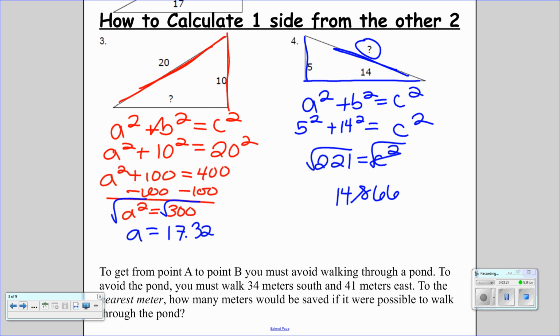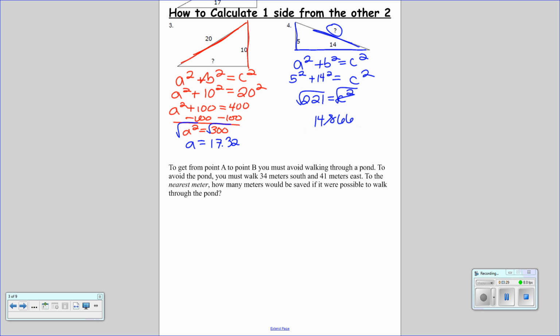Okay, now sometimes you won't be just given a picture, sometimes you're going to have to draw it. So here's an example. To get from point A to point B, you must walk through a pond. Okay, so we have a nice pretty pond. To avoid the pond, you must walk 34 meters south. So if I start here, I walk 34 meters south and 41 meters east. Okay, how many meters would be saved if it were possible to walk through the pond? So in order to answer this question, we must calculate this side. So that would be the c side of the triangle.